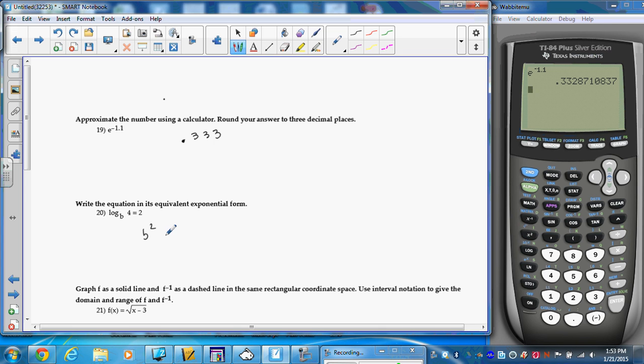In question number 20, we're going to use what we know about logarithms, and it's going to be b to the 2 equals 4. So what number to the second power equals 4? And of course that would be 2 to the second power equals 4. So b has to be 2.